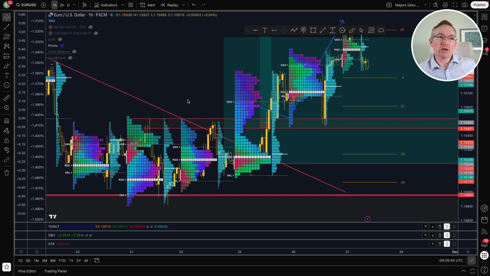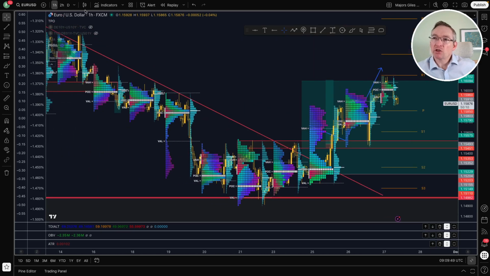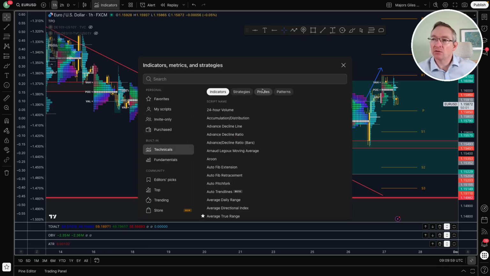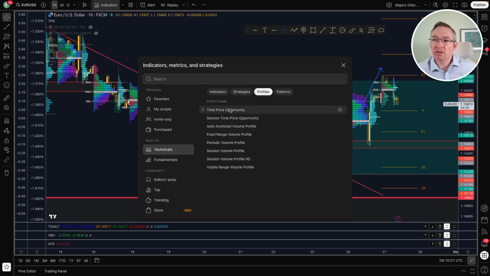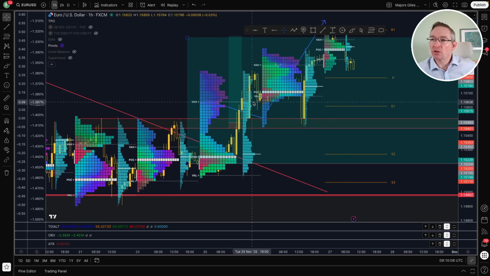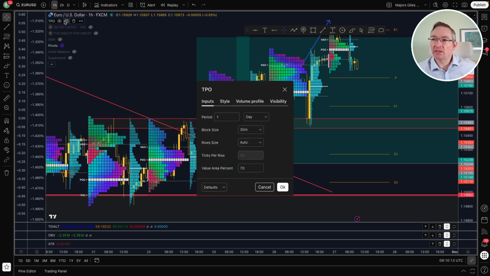Okay, now let's look at the euro dollar. You can use exactly the same approach. Let me show you how to set up the TPO. Just go along to indicators, and it's under technicals. Go for profiles, and that's it, time price opportunity. You can use the time price opportunity from the New York close, 10 o'clock, and then adjust the settings as you want: block size, row size, value percent, and have that set at 70.